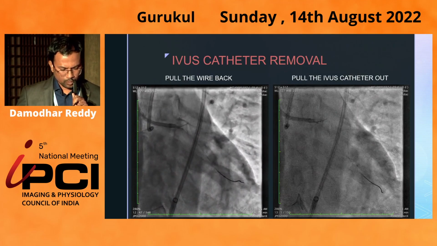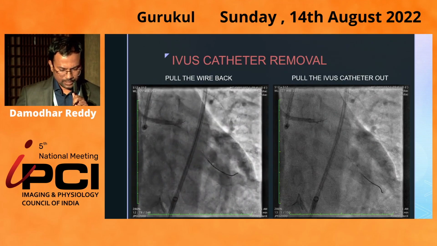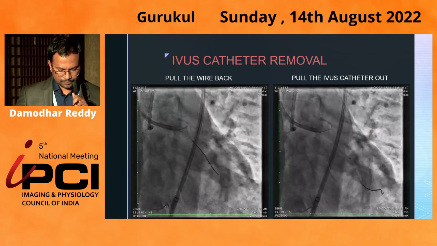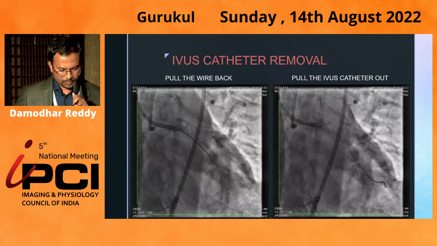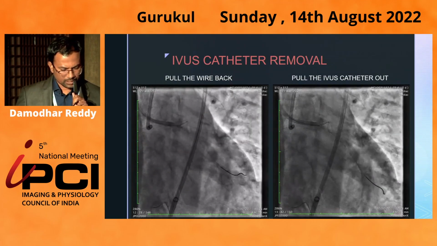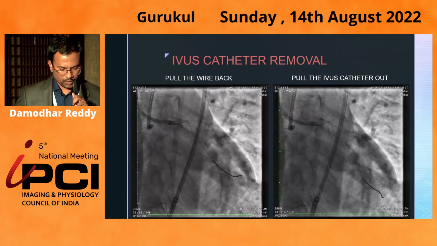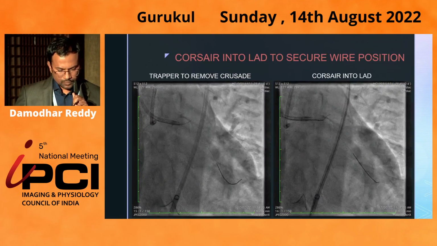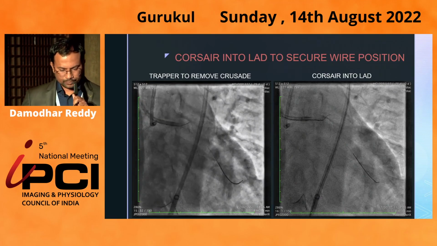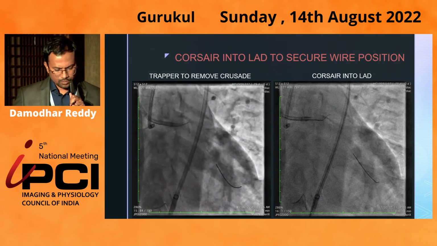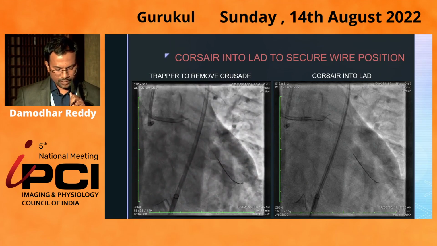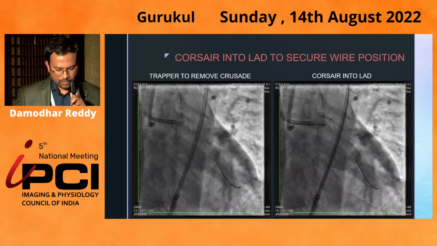So after this, we pull back the wire and then the Crusade catheter. This is the strip so that the wire is not disturbed and we don't lose the wire in the antegrade. So then we put a trapper to remove the Crusade in the LAD, and we'll try to over the antegrade wire, we'll pass the Corsair into the LAD for better stability.